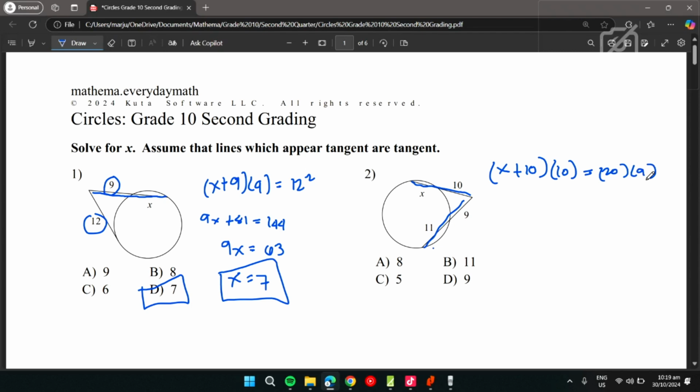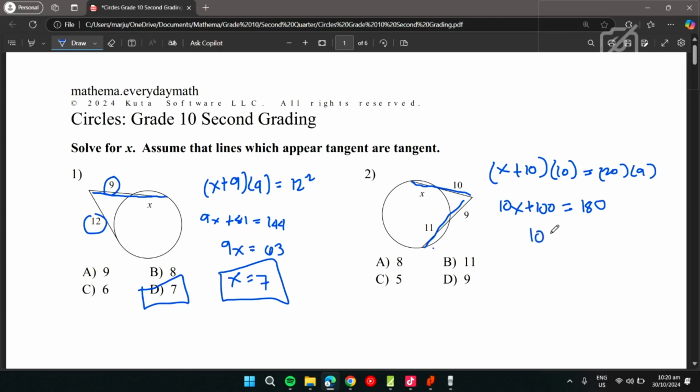So, we're just going to do simple algebra. This is, distribute natin yung 10. So, 10x will become 10x plus 100. And then the other side, what is 20 times 9? That is just 180. And then we just solve for x.